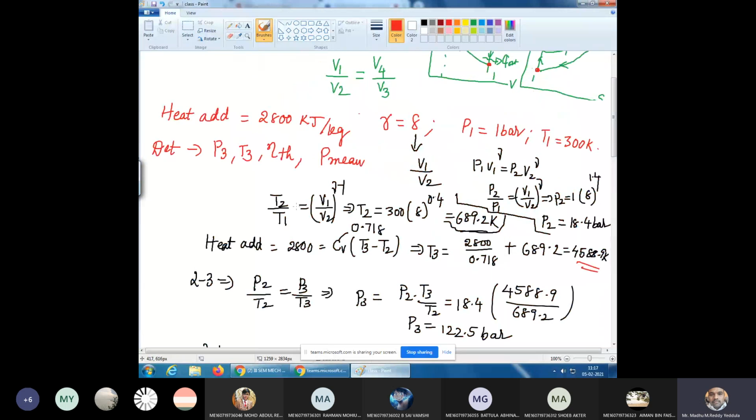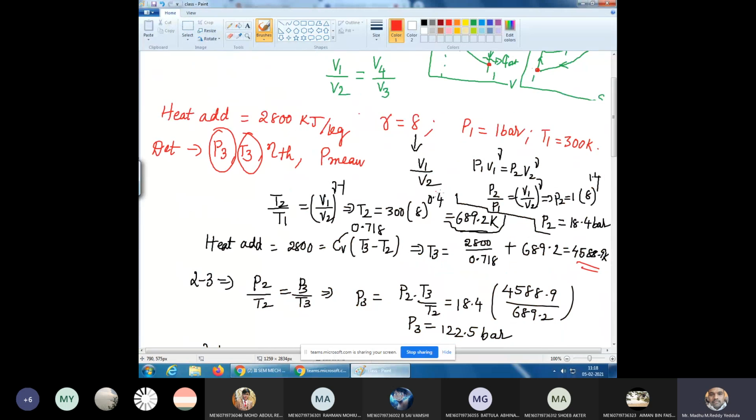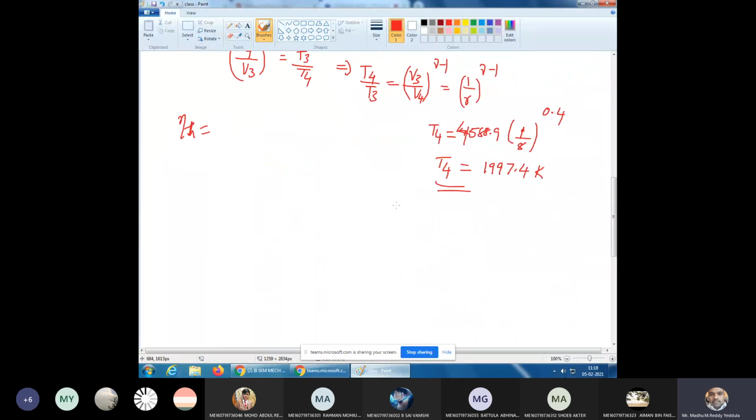Now let me check what is required here. P3 we got. P3 we calculated. T3 also we calculated. Now we can calculate thermal efficiency. For thermal efficiency, we need not calculate all those things because the R value is directly given in the problem. Directly the compression ratio is given. So thermal efficiency is equal to 1 minus 1 by R power gamma minus 1. How much will it be? R is 8. Gamma is 1.4.